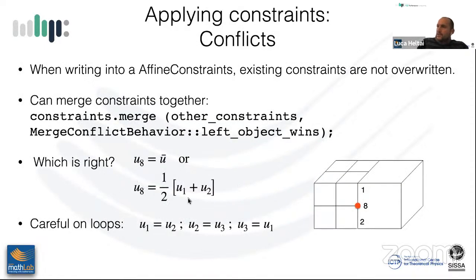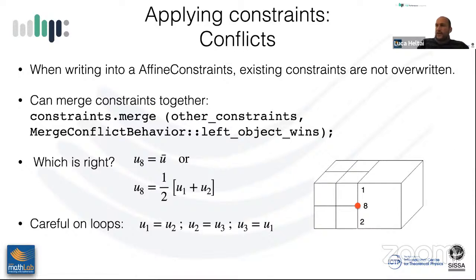So for example, if this is constrained, then we only need U1 and U2. You need to solve for U1 and U2 in a correct way, and then you replace back into U8 what it should be, okay? Of course, you can merge constraints. You can have sets of constraints that don't overlap. Typically, these are not overwritten.